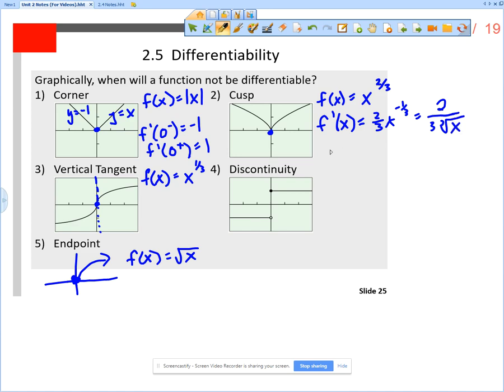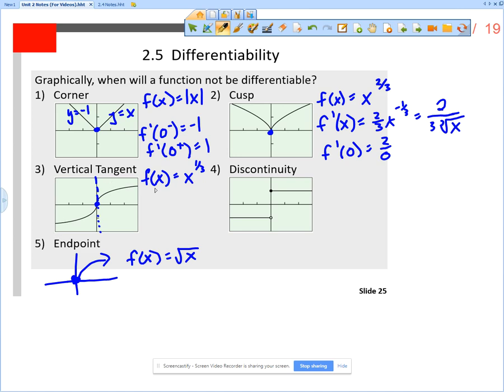So now let's think about f prime of 0. Well, f prime of 0 would be 2 over 3 times the third root of 0. The third root of 0 is 0. 3 times 0 is 0. So this is 2 over 0. This is undefined. So we say f is not differentiable at x equals 0 because f prime is undefined.